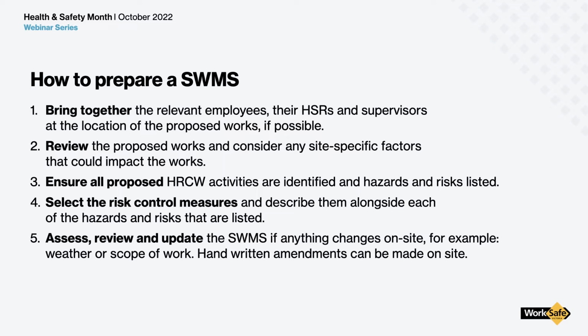So it's a bit of a straight line relationship. So we've got the risk, what the control is, how it's going to be implemented, and who's responsible to do that. They then assess and review the SWMS at any time, if there's a major change to the risk on site or to the conditions, or if the scope or things such as weather have changed. Those amendments can be made handwritten, or if it's an electronic copy, it does need to be editable, so they can edit that on site.